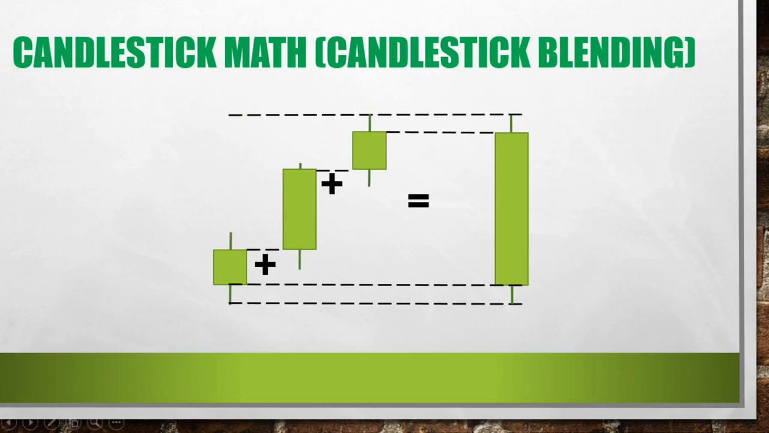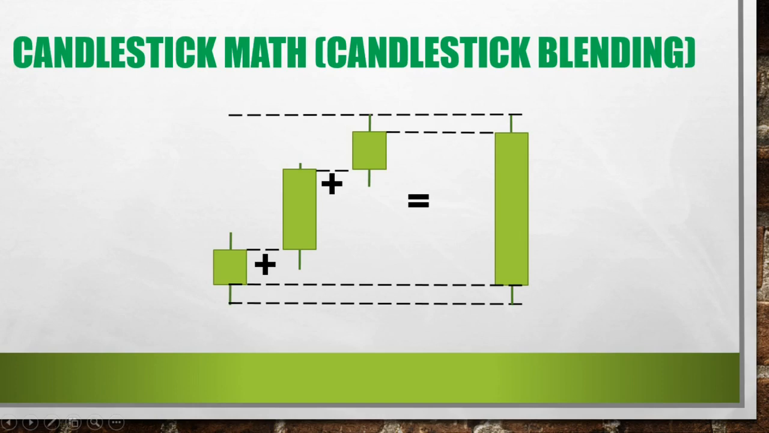Not only this, but we can also add candlesticks like these: a small candle like this followed by this candle and this candle. If we add these three candles together, we get this huge green candle, which indicates a highly bullish movement in the market, and high momentum, obviously. The bodies of these three candles are added together to form the body of this big candle, and highs and lows remain unchanged.